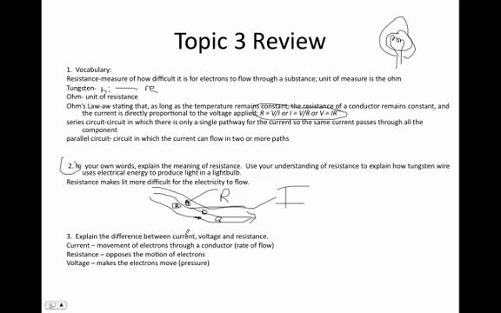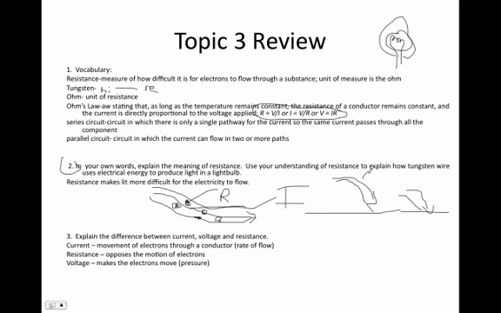Explain the difference between current, voltage, and resistance. Well, current is the movement of electrons, basically the rate of flow. Resistance is what slows down the flow, and voltage is what makes the electrons go, how fast, how much pressure we can push them. So back to our water analogy, let's say we had a waterfall that was this steep, and the water came down the waterfall like that. And let's say we had another waterfall that was about that steep, and the water came down the fall like that.